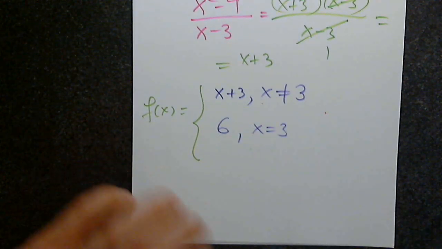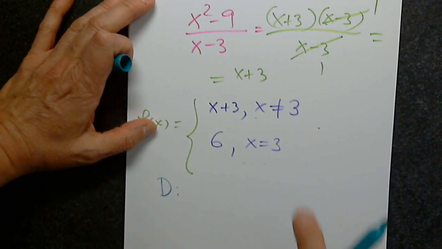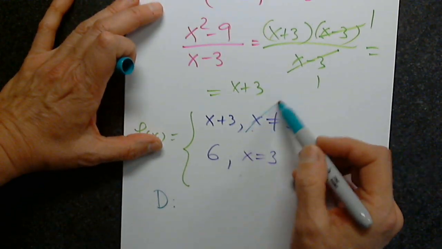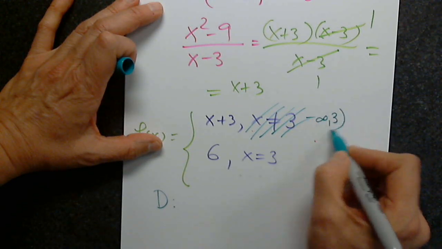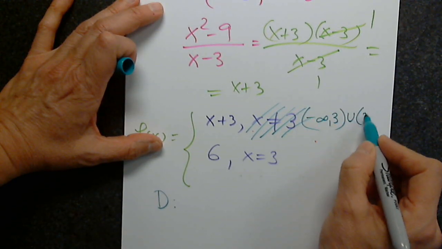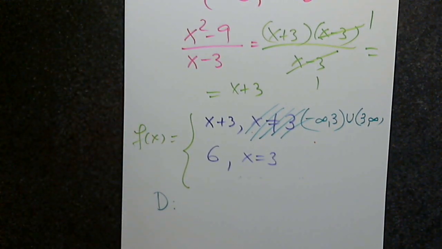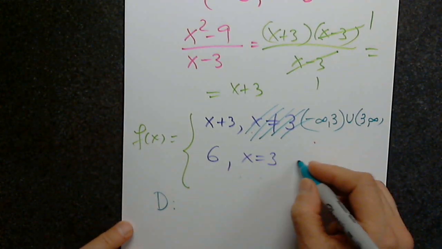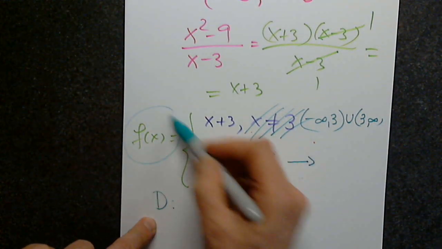Good. So then we have to find the domain. How do I write this? Negative infinity to 3, union 3 to infinity. That's what it means. Anything on the planet except 3. That's what it means. And this one says x equals 3. So then what is the domain of this function?